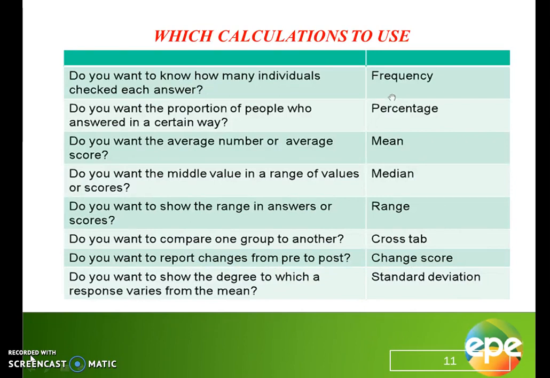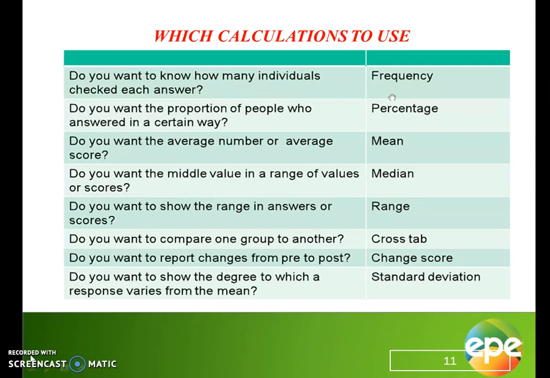Finally, which calculations would you use? If you want to know how many individuals, for example, checked each answer in your questionnaire, frequency could be used. If you want to know the proportion of people who answered in a certain way, percentage could be used. If you want to know the average score, the mean could be used. If you want to know the middle value in a range of values or scores, the median could be used.